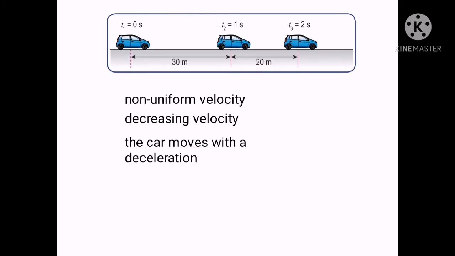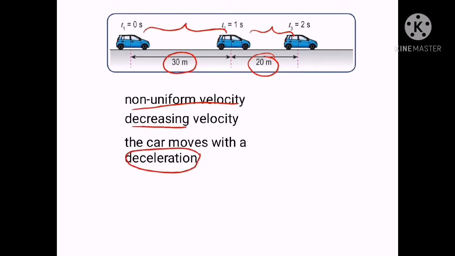Now, let's look at this example. For the first second, the car travels by 30 meters, and for the next second, the car travels by 20 meters. For this one, we also say that the car moves with a non-uniform velocity, and to be exact, the car is moving with a decreasing velocity. When this happens, we say that the car moves with a deceleration. Nyah pecutan. Alright, meaning to say the car is slowing down.